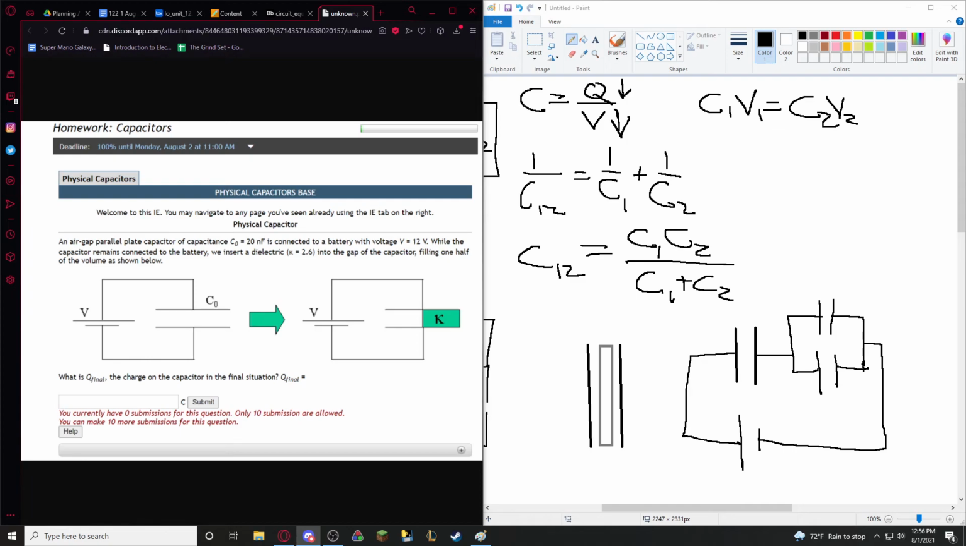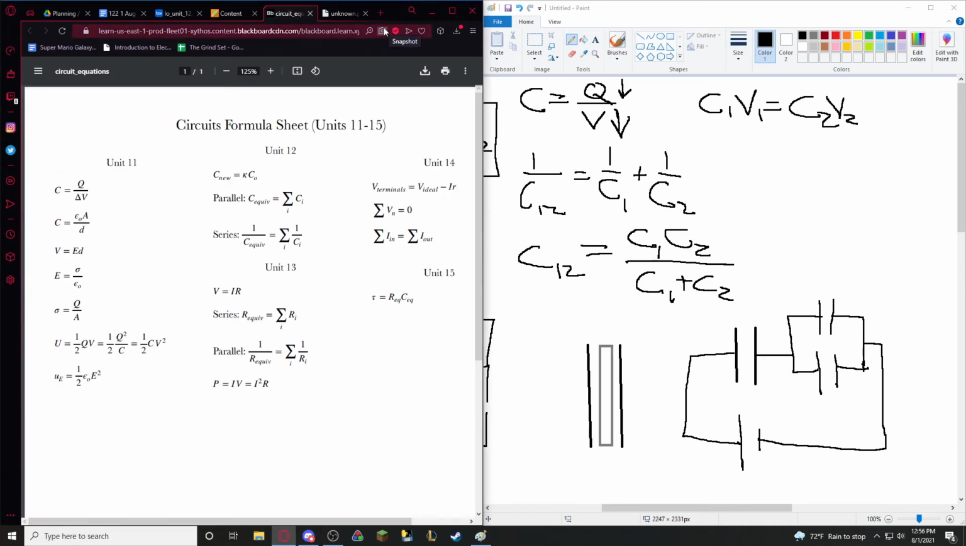Let's see. It's in your formula sheet, and it's a lot simpler than you think. Yeah, that's what I'm trying to figure out about the formula sheet. If we stick a dielectric constant kappa, it's a kappa, not a K, by the way, into a capacitor so it fully covers it, what is the new capacitance? So okay, that's the unit 12.1. C new is equal to kappa C0. Exactly.